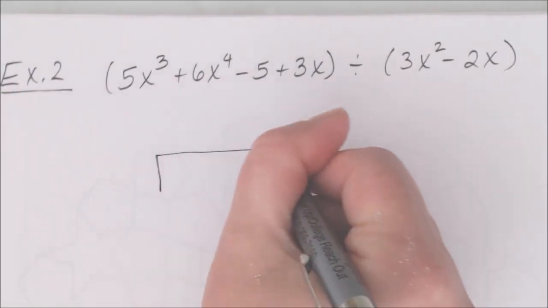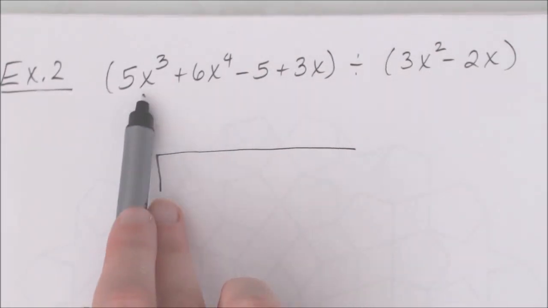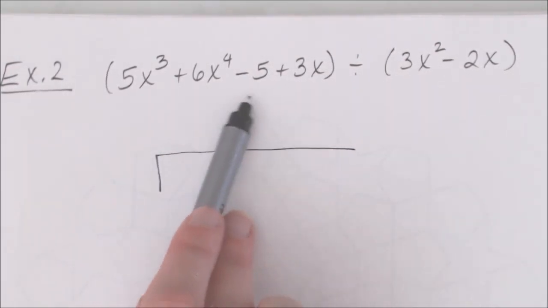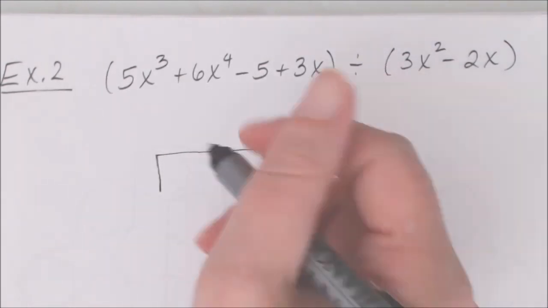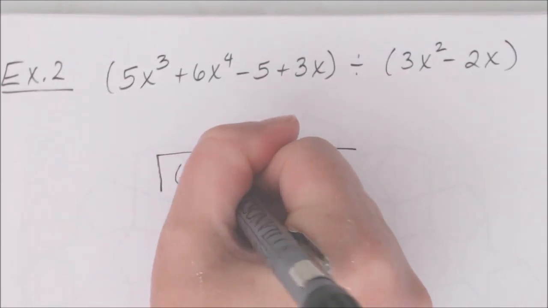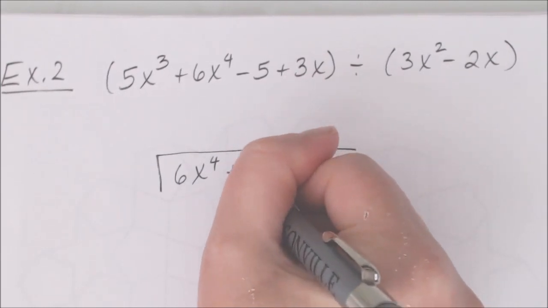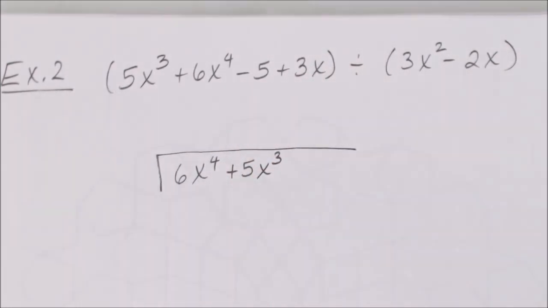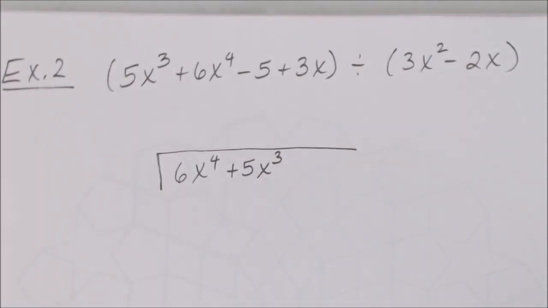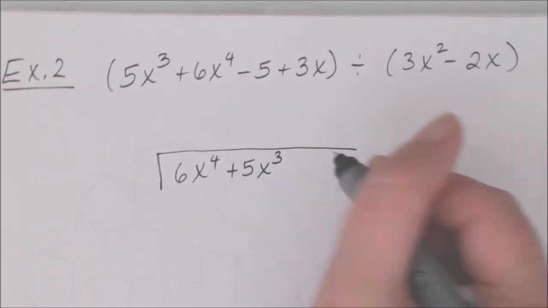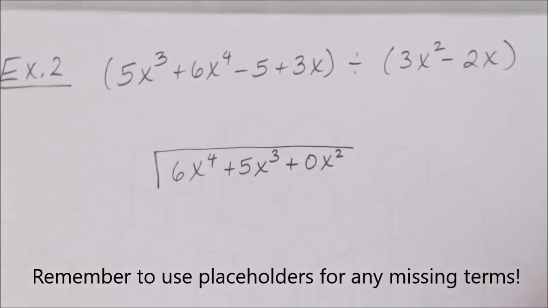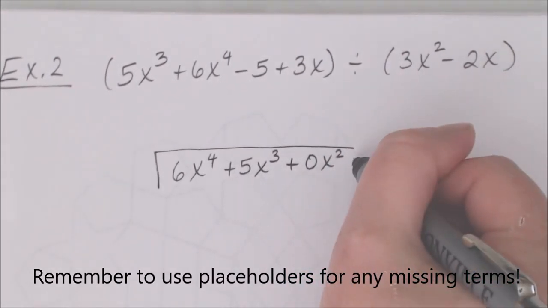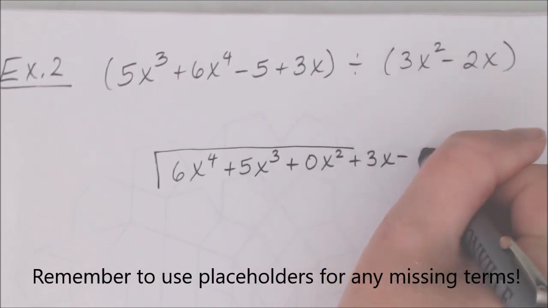So what's going to go under the division bar? Well, that's the thing that you're dividing. Do you also notice these are out of order? So you want to always write these in descending order. So we're going to start with 6x to the fourth plus 5x to the third. Do you notice that there's no x squared term there? So we need what's called a placeholder there, and that's the x squared. So I'm going to put a 0x squared. Do not skip those placeholders. They're going to be very important. And then we're going to continue, plus 3x minus 5.